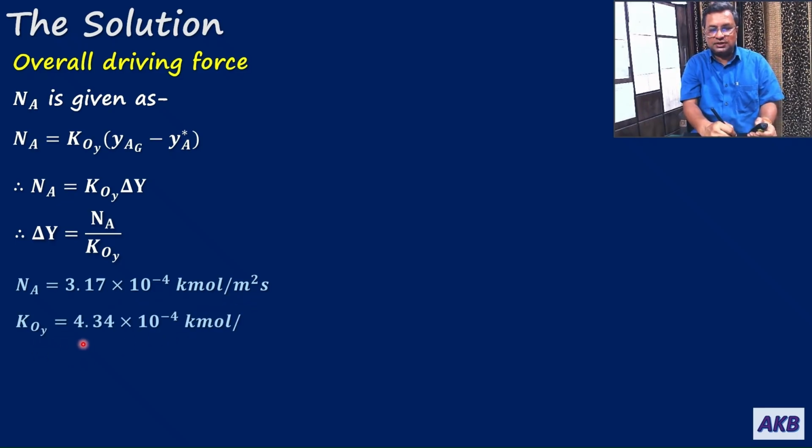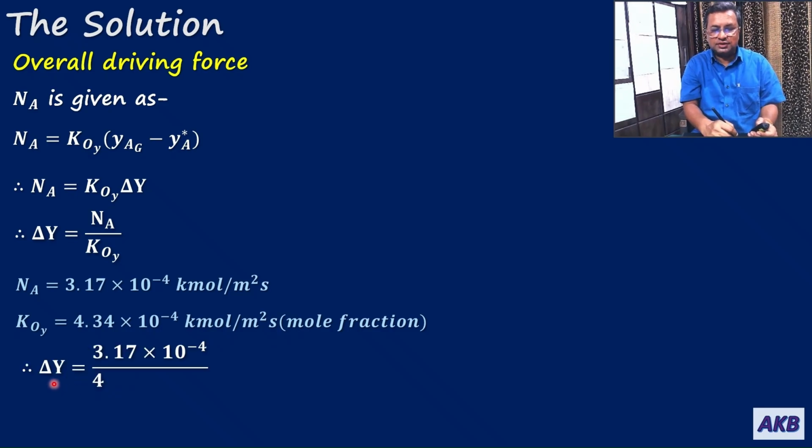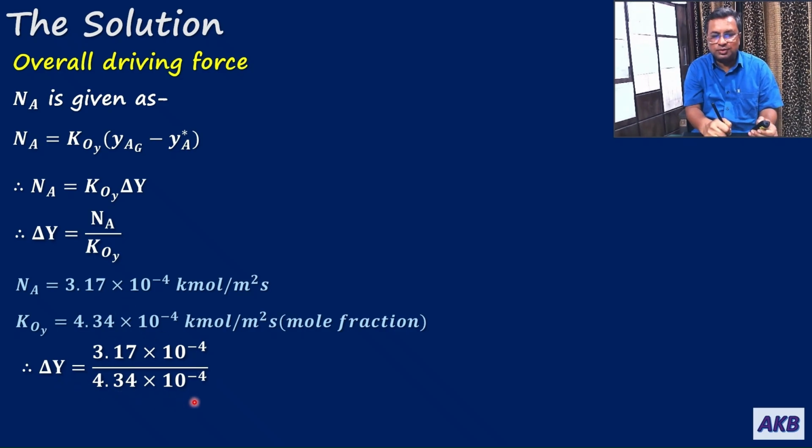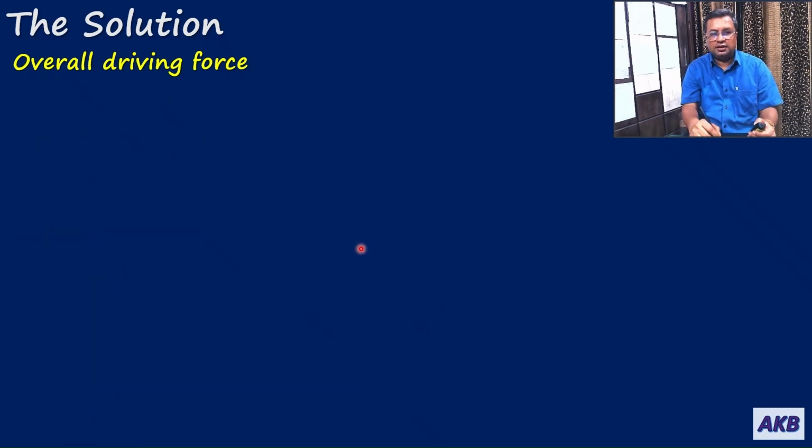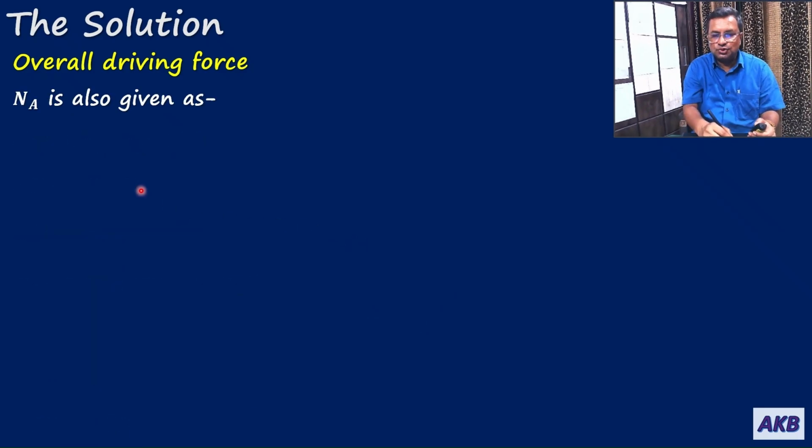Koy we just obtained. It is 4.34 into 10 to the power minus 4 kilomole per meter square per second per mole fraction. So therefore, delta Y will be 3.17 into 10 to the power minus 4. Now I'm using the values divided by 4.34 into 10 to the power minus 4. So that is delta Y comes out to be 0.73. Okay, now let us get the overall driving force in terms of liquid phase concentrations.